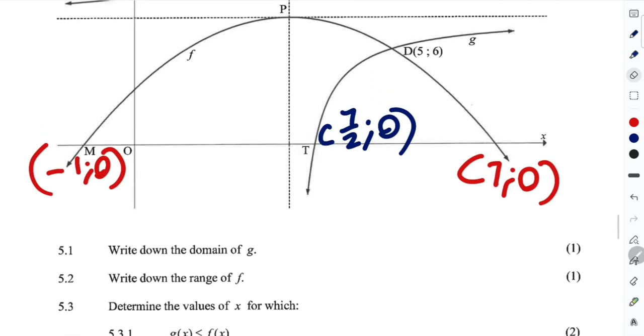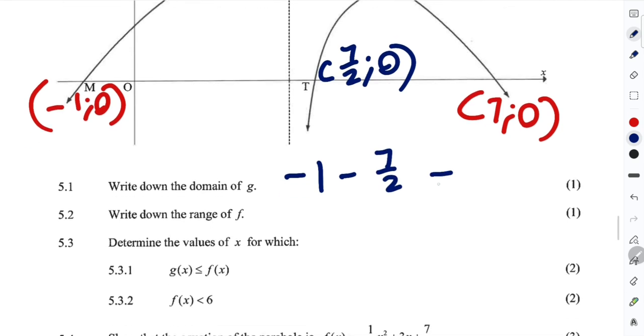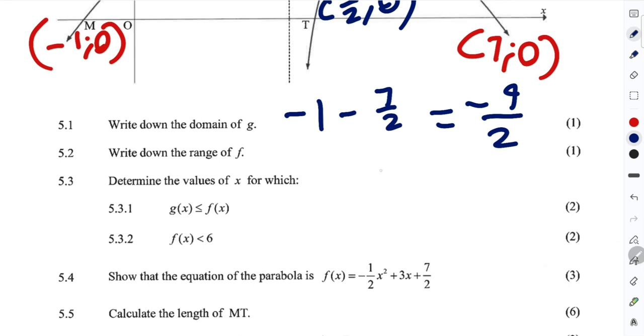So that is negative 1 to 7 over 2. You can use the distance formula if you want, or because it's in the same straight line, I can just say negative 1 minus 7 over 2. So it will be 2 times negative 1, which is negative 2, minus 7, which is negative 9 over 2. Even if you had said 7 over 2 minus negative 1, that will be plus 1, and then 7 over 2 plus 1 is 9 over 2. But because distance can never be negative, we just take it as 9 over 2, which is also 4.5 units. So that is my distance, or the length of MT.